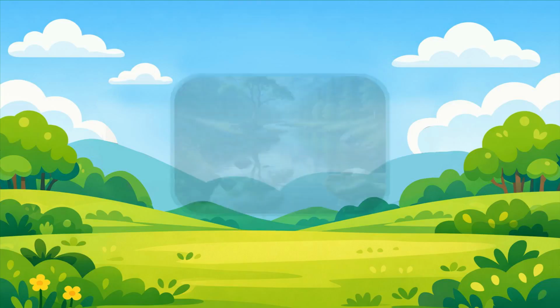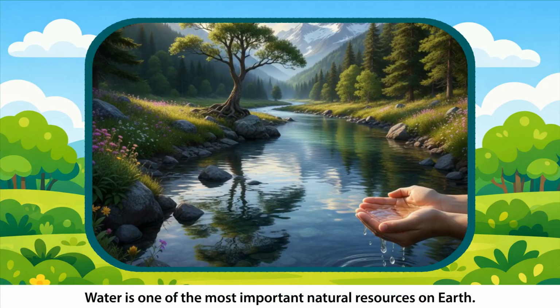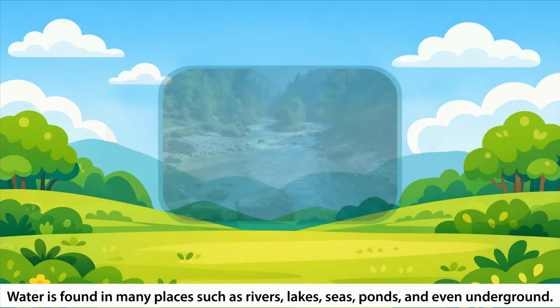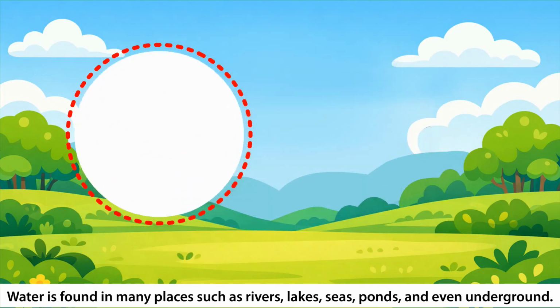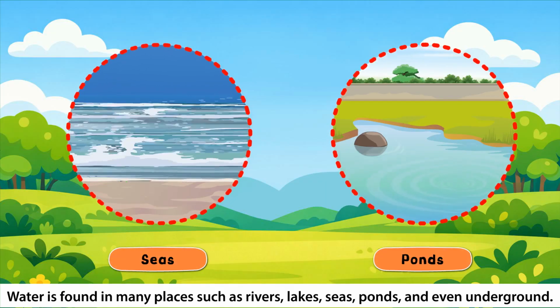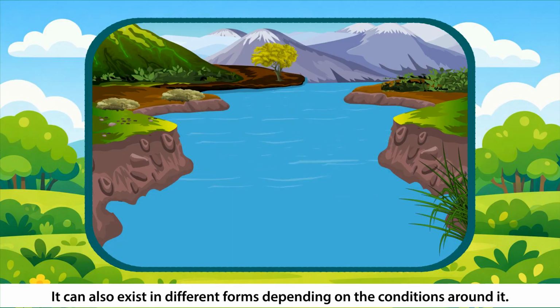Water. Water is one of the most important natural resources on Earth. All living things, plants, animals and humans need water to survive. Water is found in many places such as rivers, lakes, seas, ponds and even underground. It can also exist in different forms depending on the conditions around it.